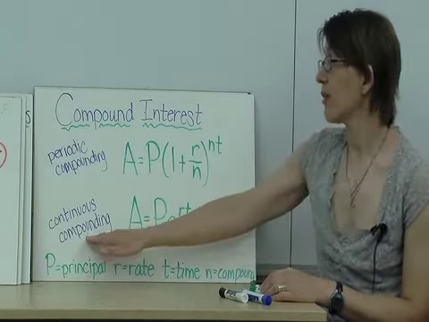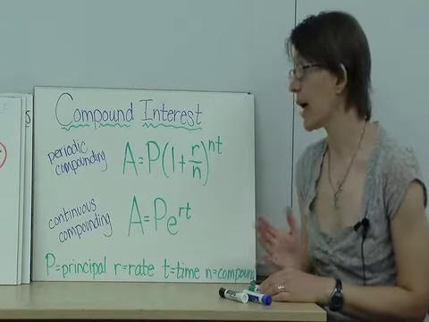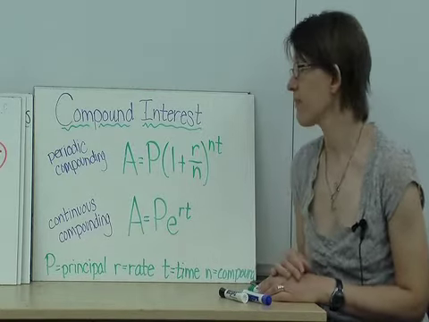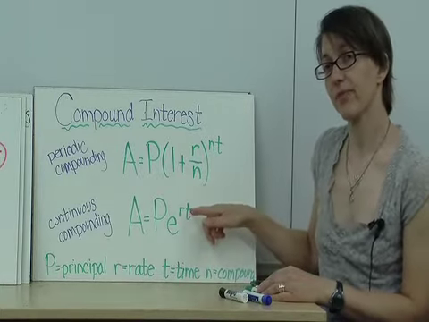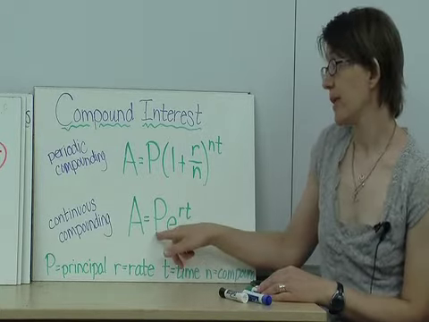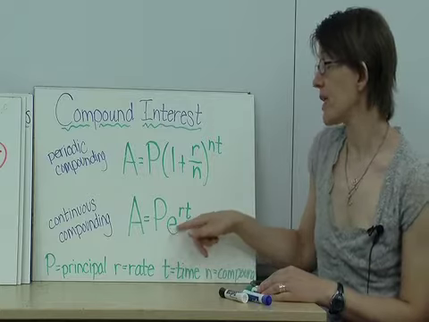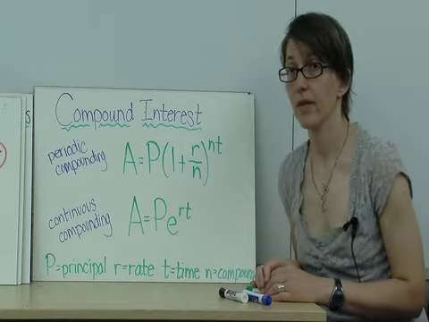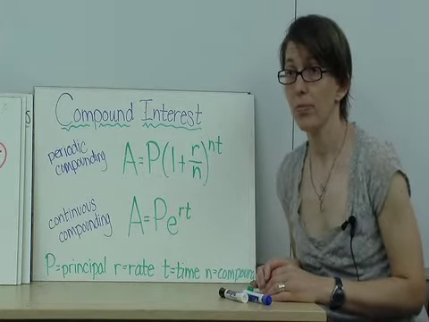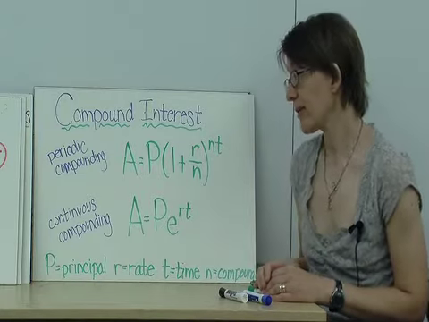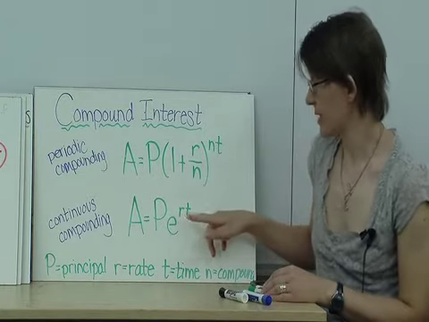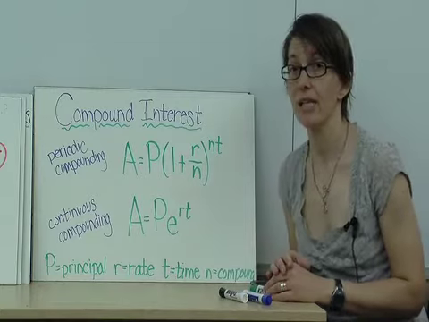We also have a formula for continuous compounding. I call this the shampoo formula because it's PERT. So P times e to the RT. E is that number again, 2.71828. R is still our rate expressed as a decimal, and T is the time in years.